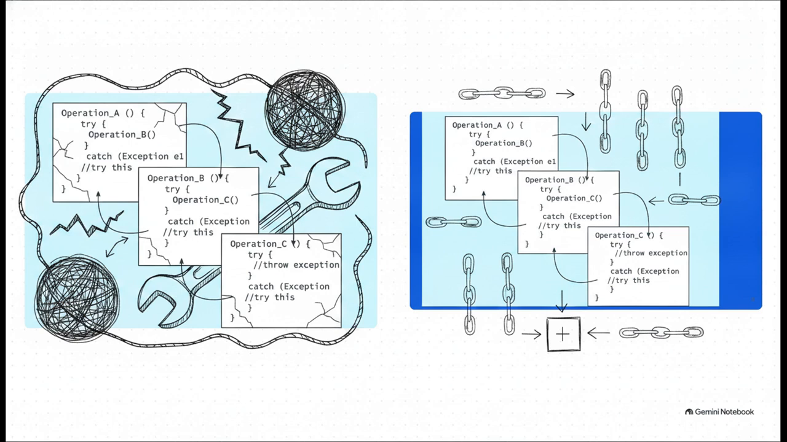This is incredibly rigid. If you want to add a new step between B and C, you literally have to rewrite the core logic of B. The sender is hopelessly entangled with the receiver, making the whole codebase fragile and honestly a nightmare to maintain.